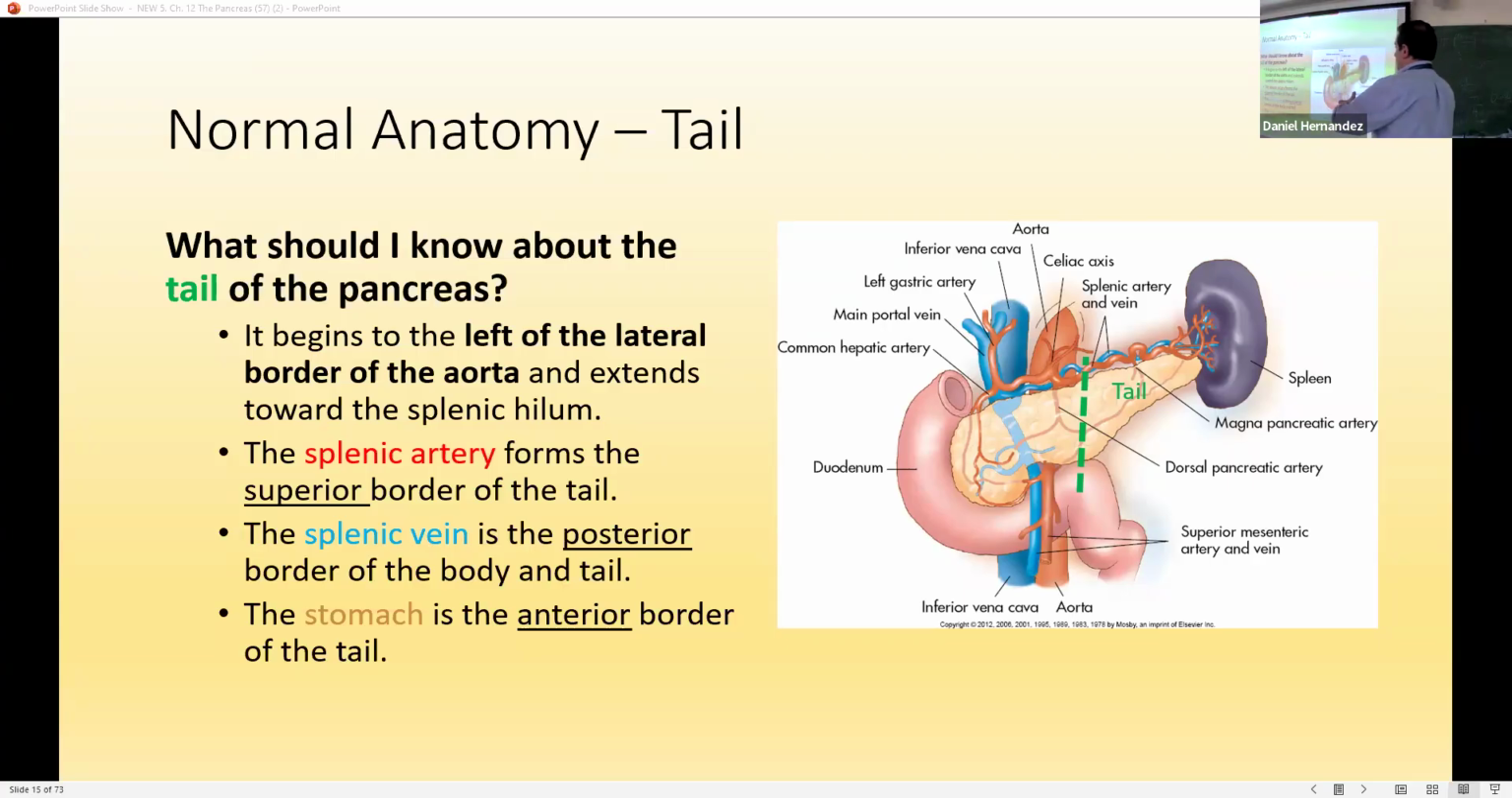So again, all these organs are kind of sitting in these nice little pockets. Superior to the pancreas, splenic artery. Posterior, we have the splenic vein. Anterior, the stomach in front.